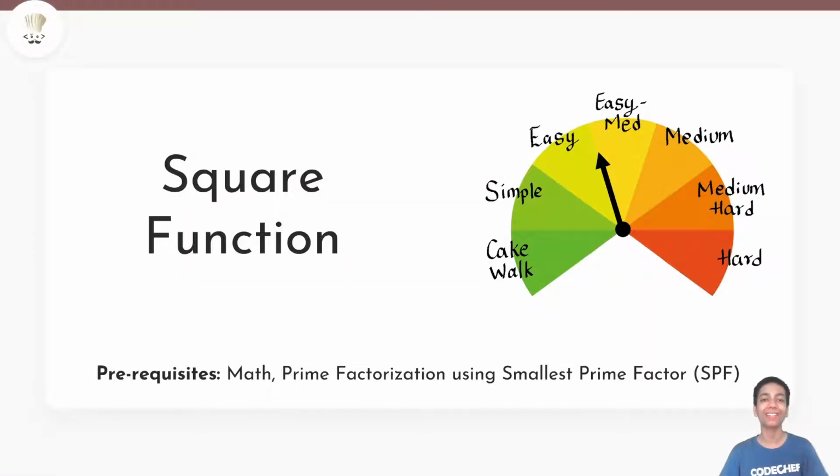Welcome back everyone. The problem we'll be discussing is Square Function from the August First Starters. Difficulty: easy to easy-medium, and there are prerequisites. It is basically not for beginners. The prerequisites are good knowledge of math and prime factorization using the smallest prime factor, which is a safe modification in which you can prime factorize a number in log n instead of square root n. So if you are well versed with them, let's jump straight in.